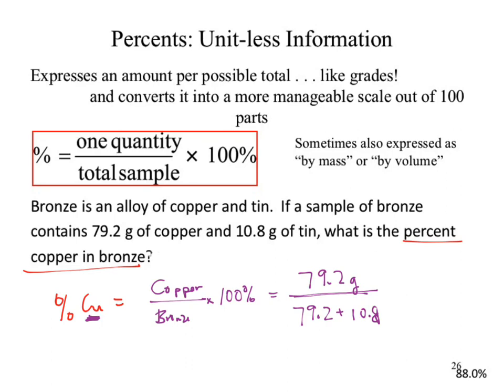This would then give us 79.2, and as a couple people pointed out, plus 10.8 equals 90. If I do that math really quickly, drop, carry, oh, I forgot to multiply by 100. We multiply by that 100, we get 88.0%. And we now know the percent copper in bronze. Questions?